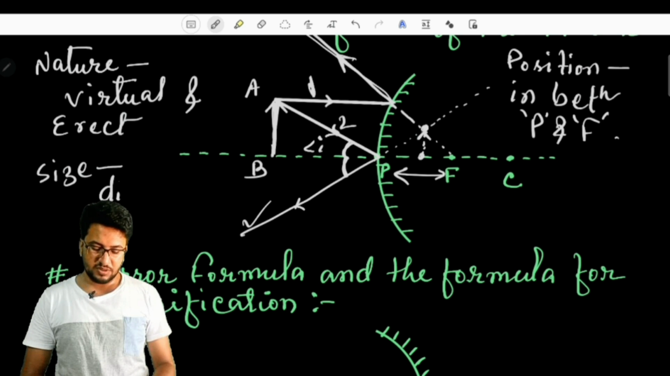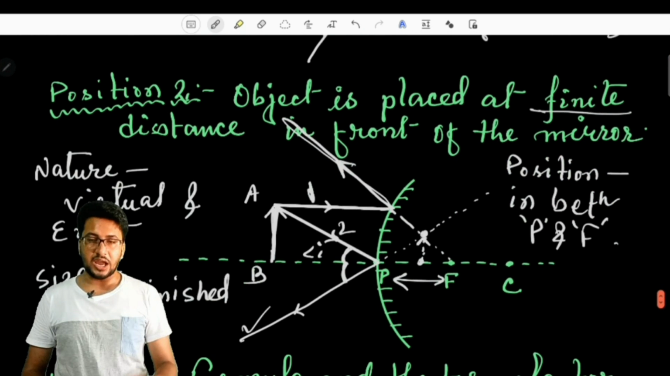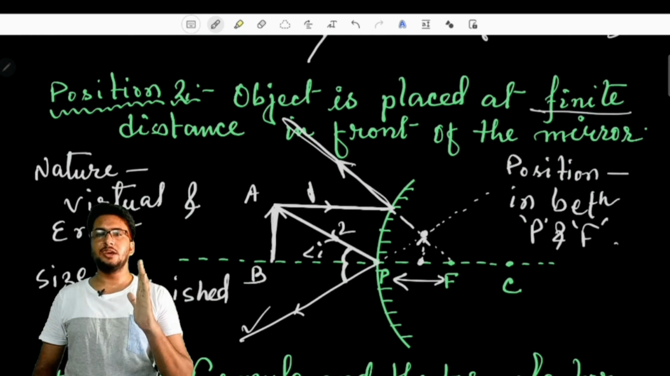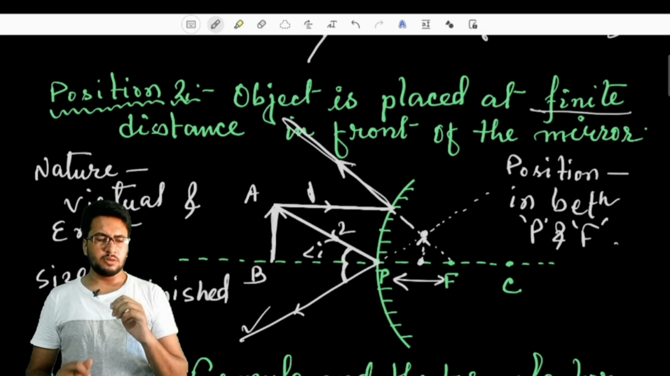फाइन। और हम लोग अगर साइज ऑफ द इमेज देखेंगे तो साइज हो गया डिमिनिश्ड. Why diminished? Because the size of the object, the height of the object is not exactly equal to the height of the image.